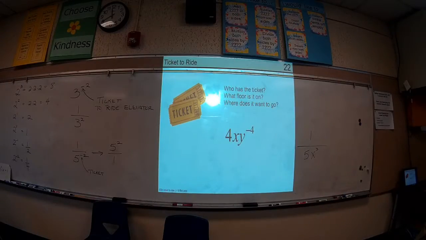Gavin, what's the 4 going to do? Stay. What's the X going to do? Stay. What's the Y going to do? Go down. Maddie, what's the 2 going to do? The 2 goes down. What's the 5 going to do? It goes up.